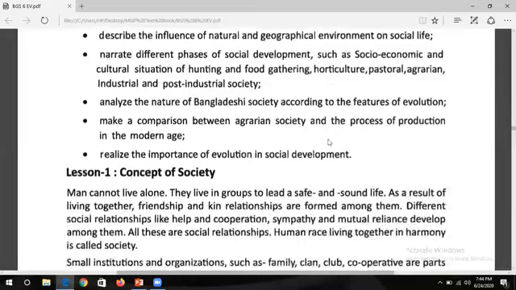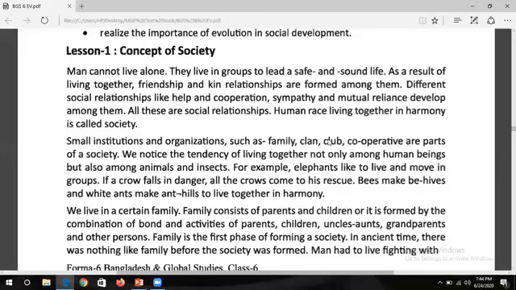Lesson 1, concept of society, from your textbook. Man cannot live alone. They live in groups to lead a safe and sound life. As a result of living together, friendship and kind relationship are formed among them. Kind relationship means in Bengali, Attiya Shajan.